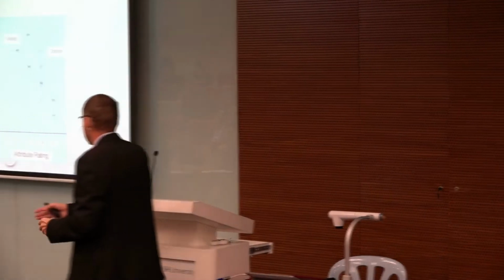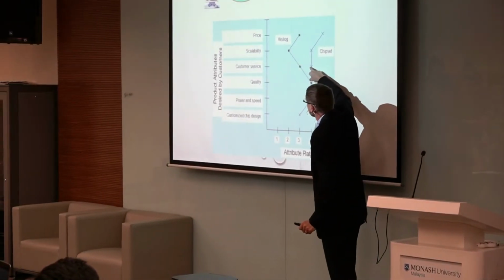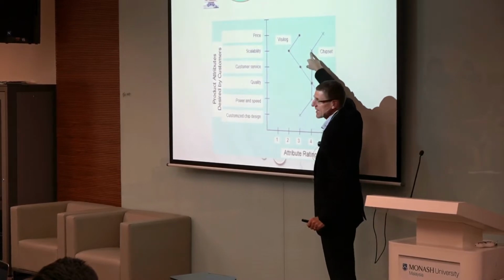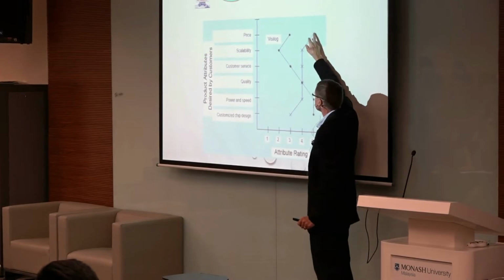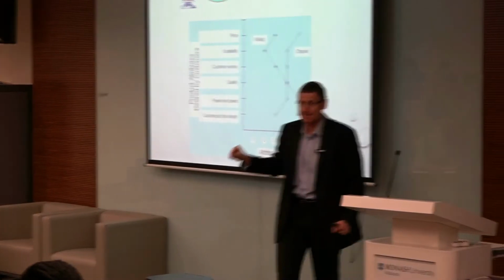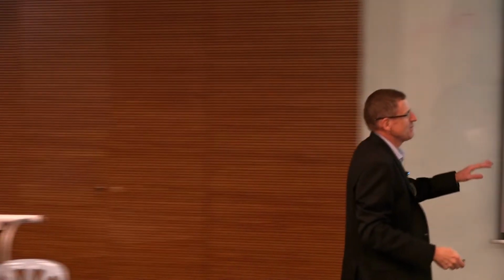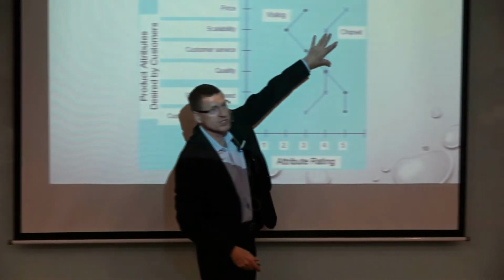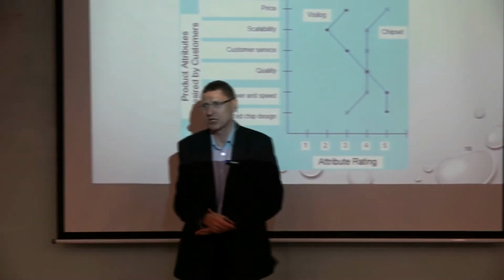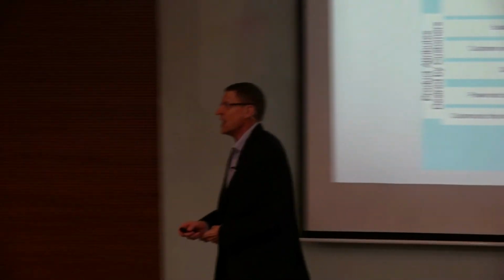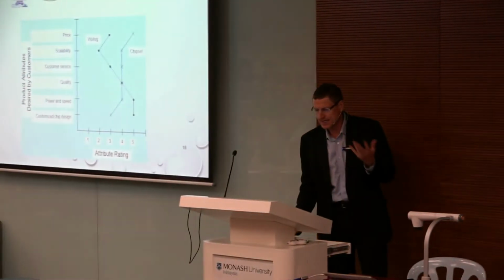Differentiation, you're looking for other factors. Maybe you're saying, well, chipset is better on customer service or scalability. Okay, so you could argue that. But definitely cost is dominating. Cost is dominating, all right? So it's possible chipset is more of a cost leadership strategy compared to Visilog that is following more of a differentiation strategy, okay?